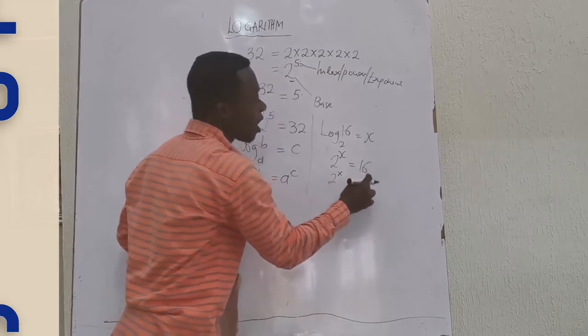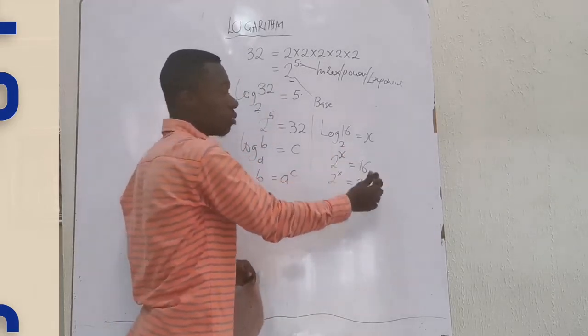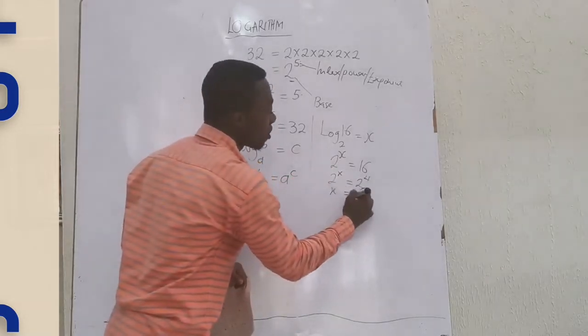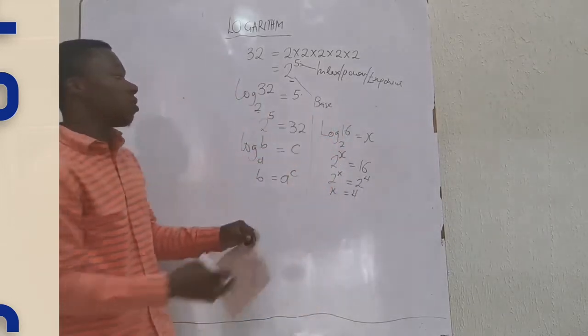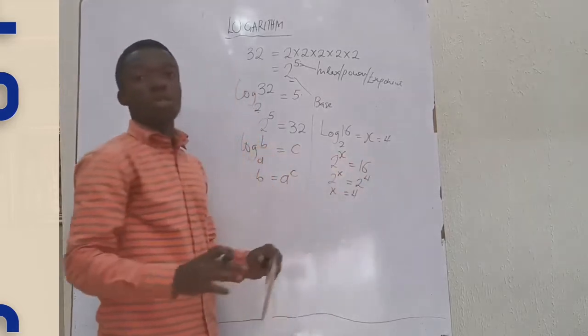So 2 to the power of what? How many groups of 2 should I raise the 2 to that will fetch me 16? And you know that one's 4. Now your x is going to be 4. So you realize that log of 16 to the base of 2 is going to give me 4.